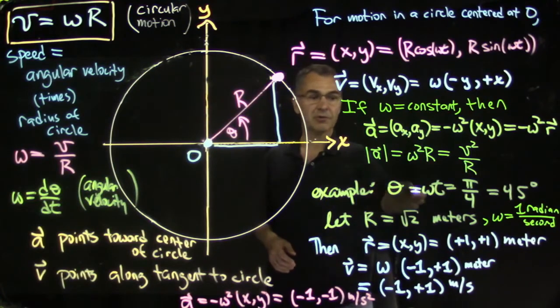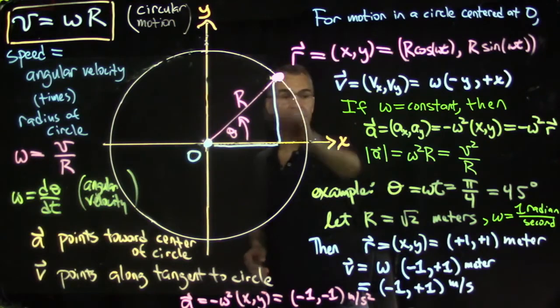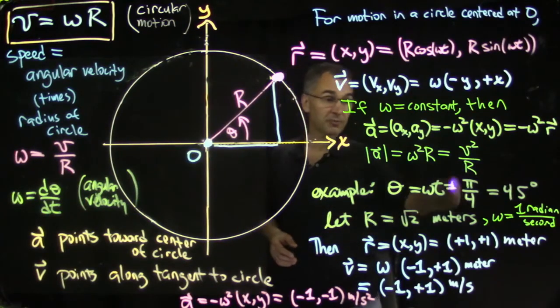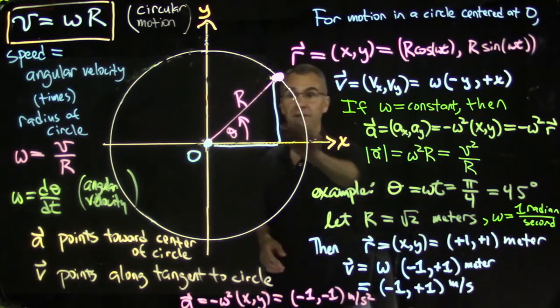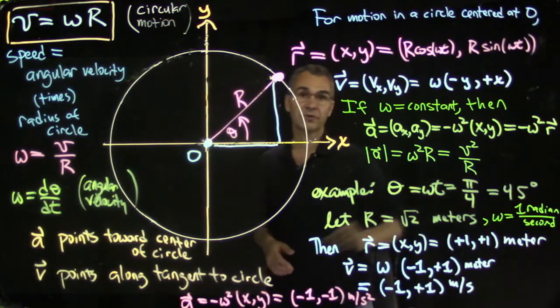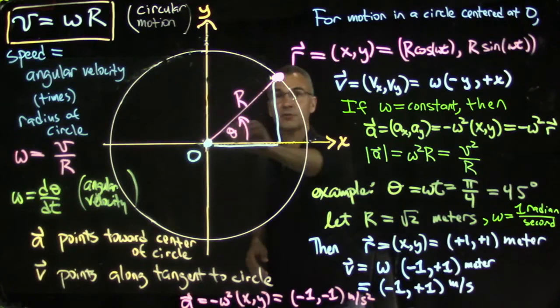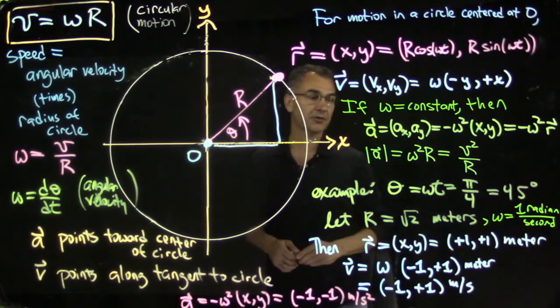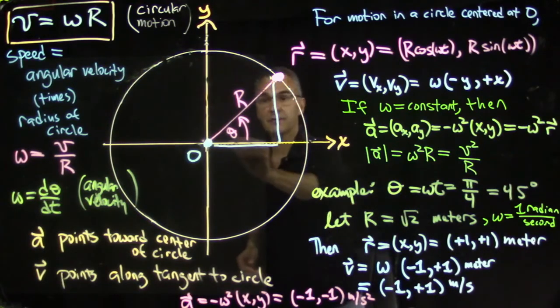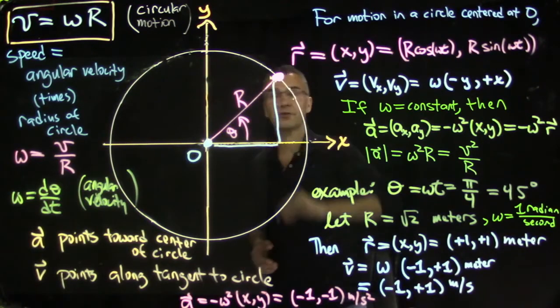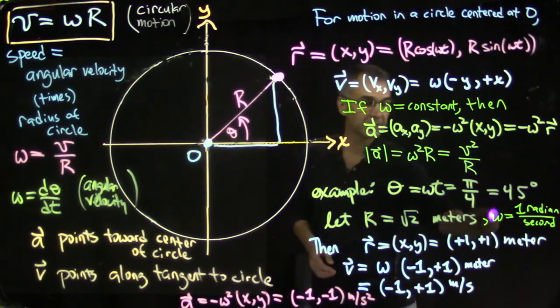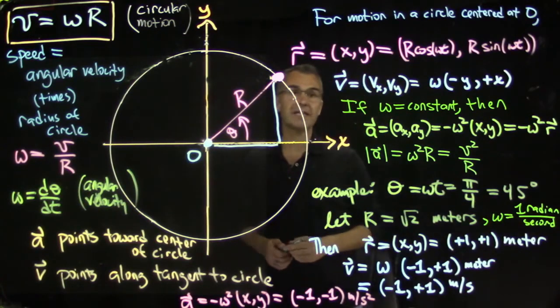So here's an example. Suppose we are at 45 degrees, but we're supposed to use radians, so that's pi over 4. So let's suppose theta is pi over 4, which is the same thing as 45 degrees. And then let's make the radius be square root of 2 meters. That's convenient because then we have 1 meter this way and 1 meter this way, giving us root 2 meters this way. And then just to make the math easy, let's make omega be 1 radian per second.